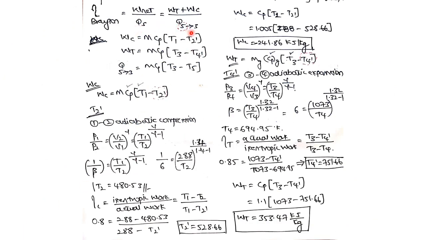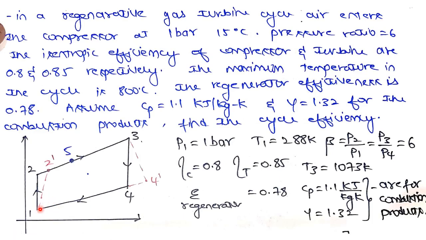Now, what is the compressive work? m Cp initial minus final, T1 minus T2 dash, as we shall see in the TS diagram. It is m Cp times the temperature difference, initial minus final. Initial is state 1 and final is state 2 dash because the compressor efficiency is given. Now, what is the heat added? Heat added is m Cp, final minus initial. Final is T3 minus T5.